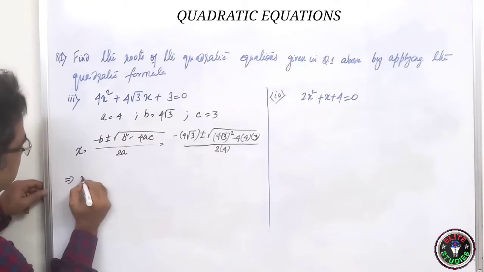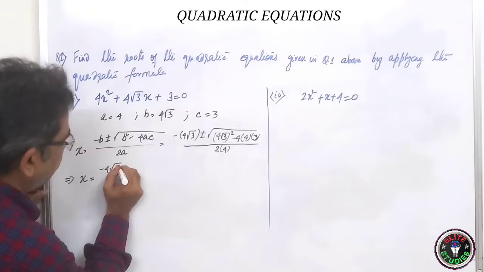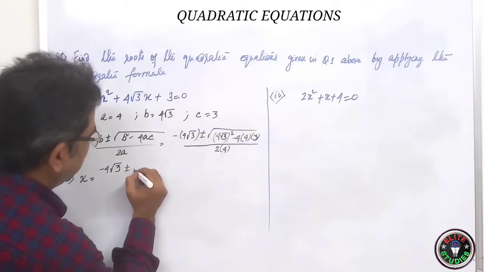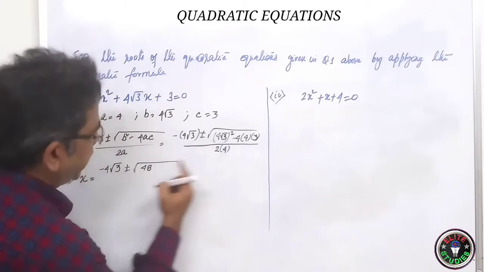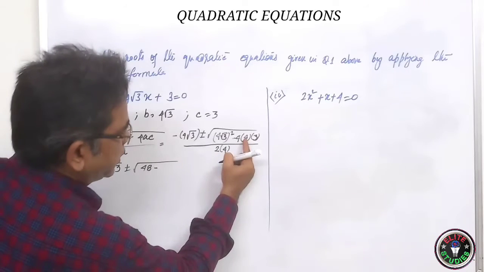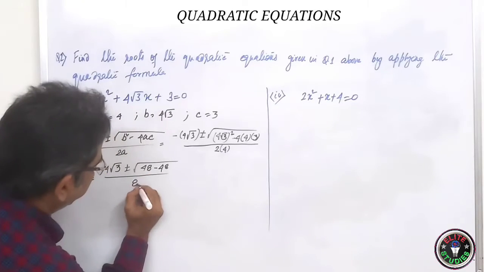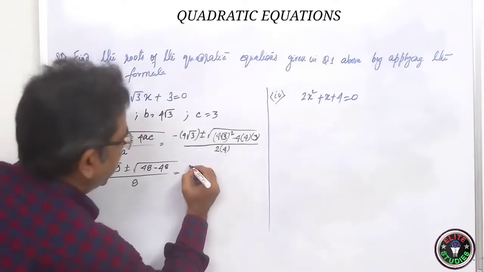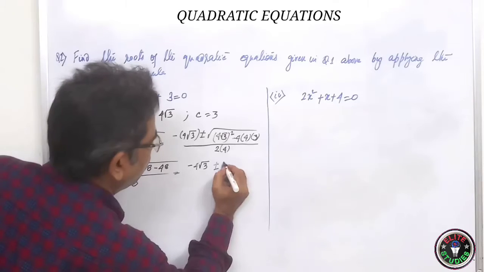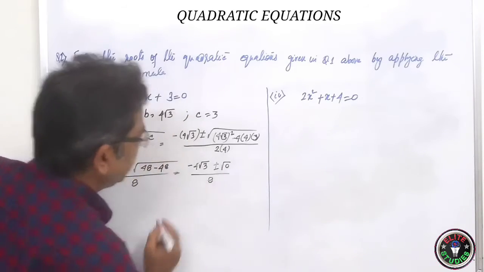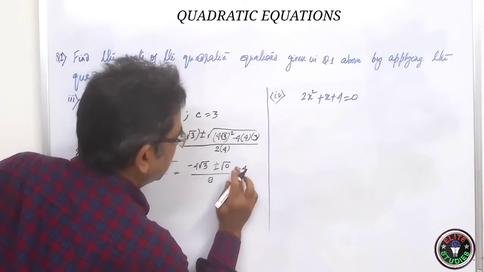Now this implies x is equal to minus 4 root 3 plus minus root over of 4 square, 16, 16 times 3 is 48, minus 4 times 4 times 16, 16 times 3 is 48, divided by 2 times 4, which is 8. So this gives minus 4 root 3 plus minus root over of 0 by 8. So root over 0 is 0. So the answer is minus 4 root 3.